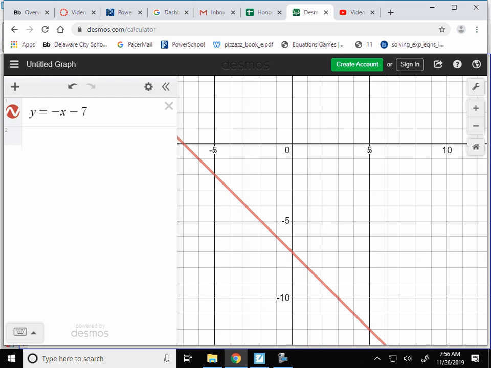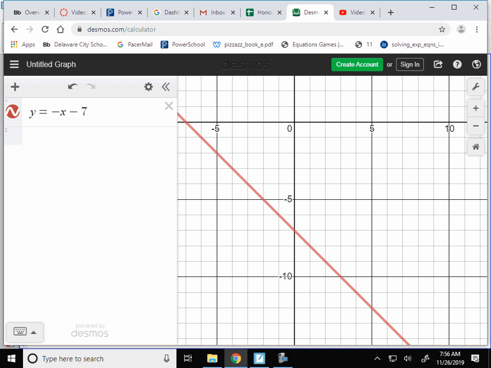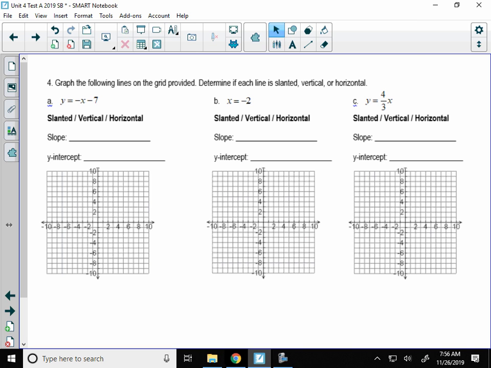If I look at that picture, I can tell that that is a slanted line. So I circle slanted. The other way I told you to do this was to look, there are 2 letters, a y and an x. Because there's 2 letters, it's a slanted line. The slope of this line is the coefficient in front of the x. There's a little negative 1 squeezed right in front of that x there, so our slope is negative 1. And the y-intercept is the number by itself, negative 7.